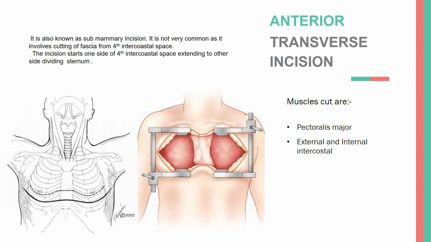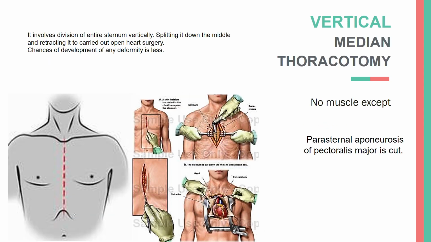Next is the transverse incision. This incision is not common as it cuts the fascia. It starts from the fourth intercostal space to the other side, dividing the sternum and pectoralis major muscle. Next is vertical median thoracotomy. It divides the sternum vertically and cuts the parasternal aponeurosis of the pectoralis muscle.